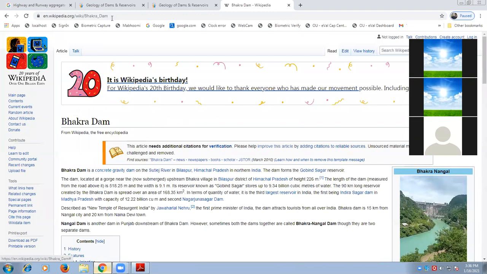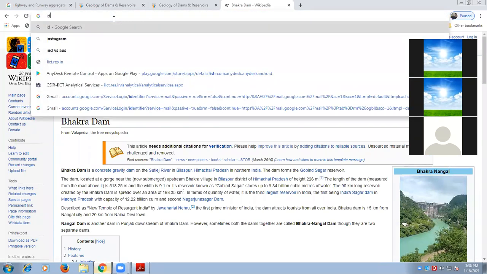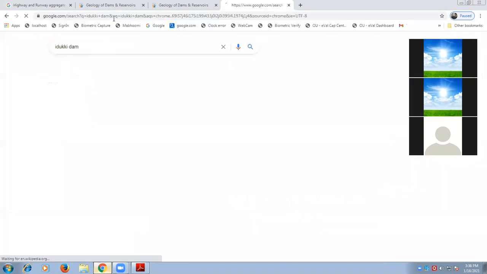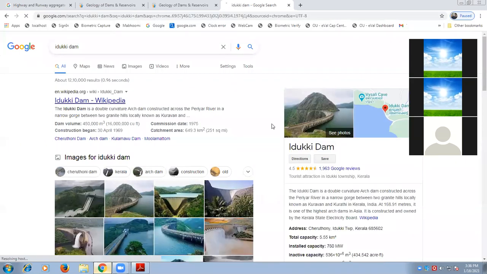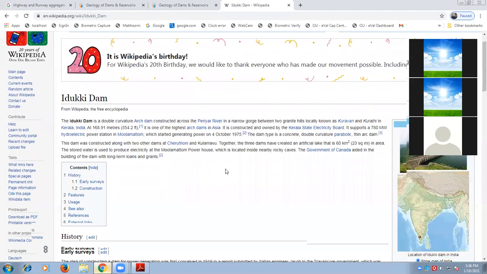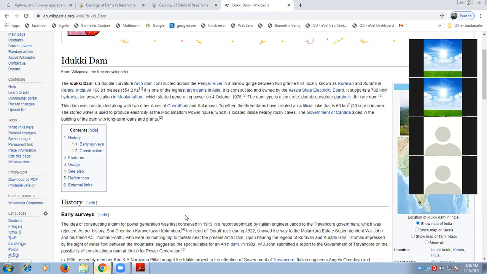Let us see about Idukki Dam. Okay, Idukki Dam is constructed across Periyar River.